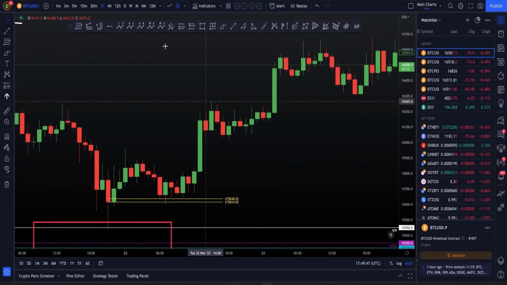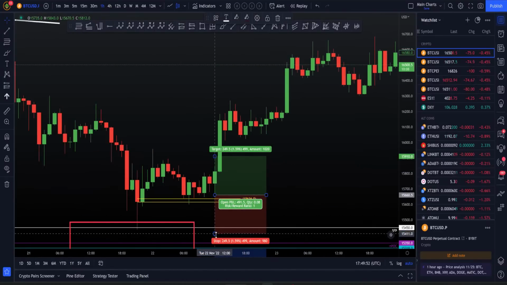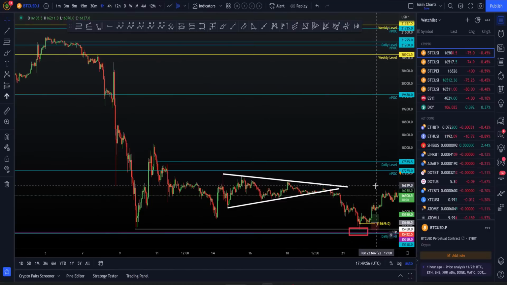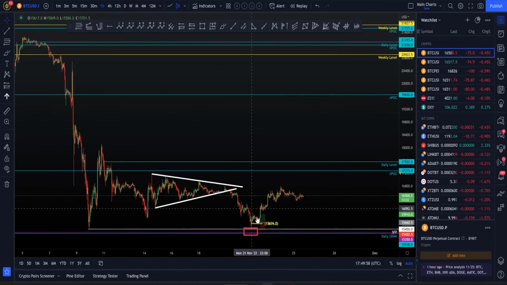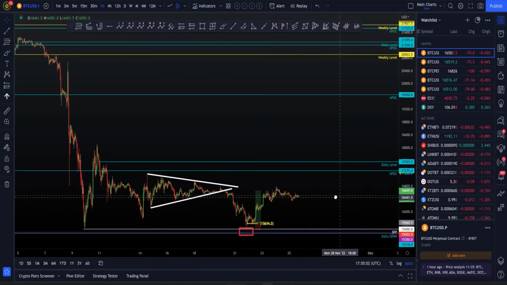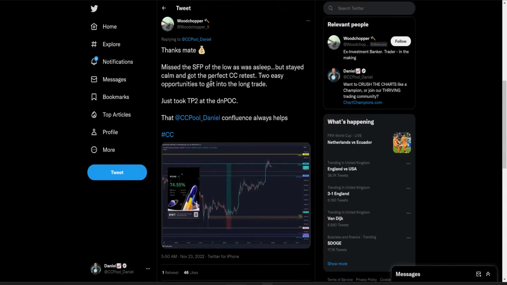Why? Because now you have an amazing risk to reward where you have the long on the retest. We know where the invalidation is, we know where the stop loss is. It's below the wick. And now we have a potential swing trade setup. Of course, we're going to have hit take profit 1, in my opinion, at least. As you can see, Woodchopper, a champion, has already hit take profit 2.